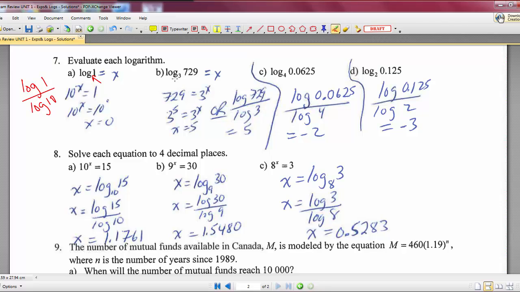Same sort of thing here. I can rewrite it if I choose to. This is my base, this is my exponent. The whole thing is my exponent, so the whole thing is equal to x, my exponent. And then 3 to that exponent will be this value. And again, the question's asking me, what exponent on 3 gives me 729? And so I can figure that out either by trial and error or by, over here, just punching it into the calculator.